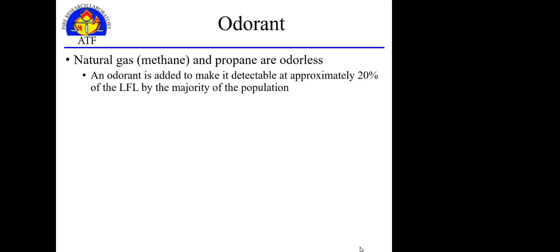Odorants. Both natural gas and propane are naturally odorless. So they have to, per code, add something to make it possible for the average person to detect it at 1/5, or 20%, of the lower flammable limit. The most common odorant that we typically hear of is ethyl mercaptan, but there are a few others that are also used based off of the application.